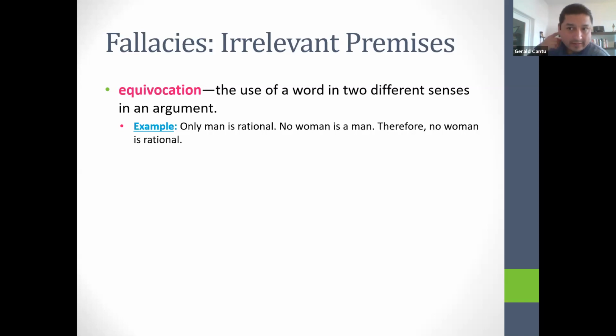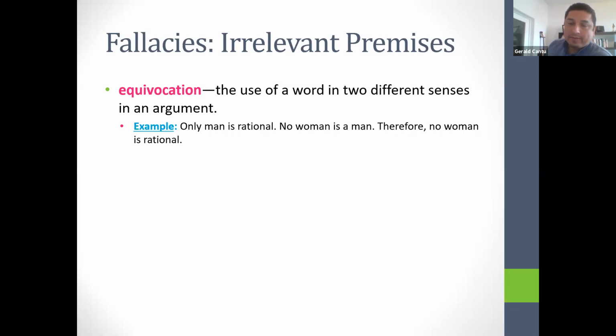In this case, there's the word man in the first and the second sentence. In the first sentence, it means something like humankind, this old-fashioned way of referring to humankind. So only humans are rational, that's what the first sentence is saying. The second sentence is saying, no woman is a man. So among the species, women are women, and there's no woman that is a man.